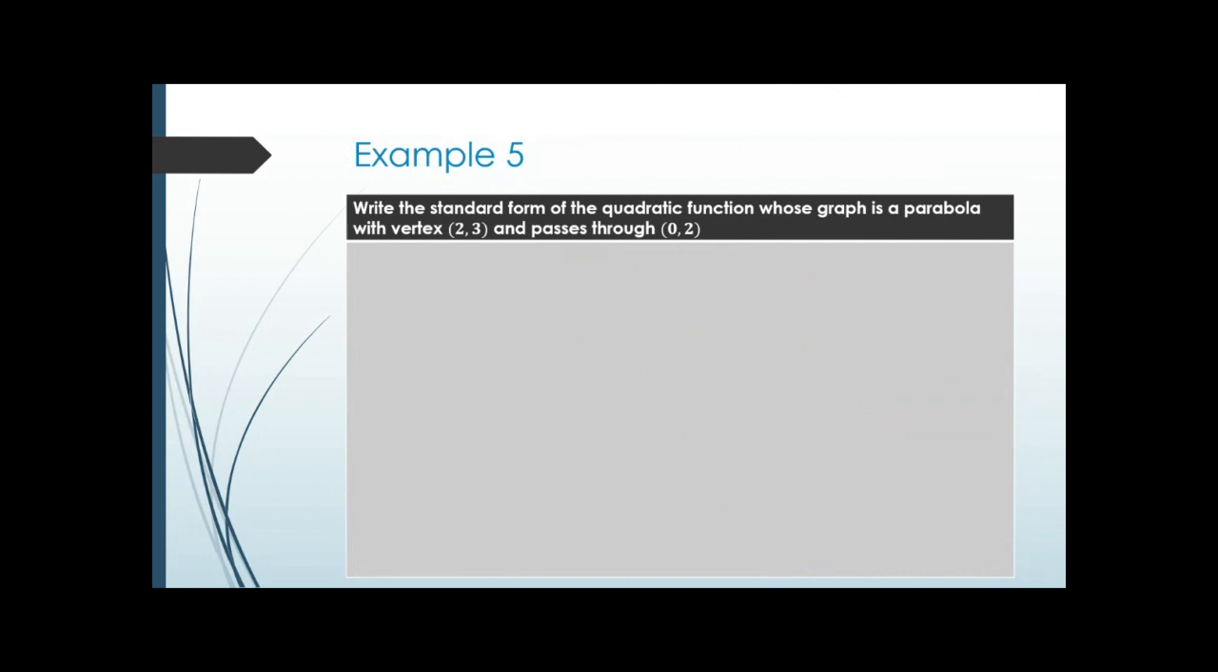All right. Example 5 here. Write the standard form of the quadratic function whose graph is a parabola with vertex 2, 3 and passes through 0, 2. So this time we're not given the graph, but we're given 2 points. So they're giving you the vertex. This is where I would use the vertex form. This is that sort of situation. So again, vertex form, a times x minus h squared plus k. So we will use vertex form.